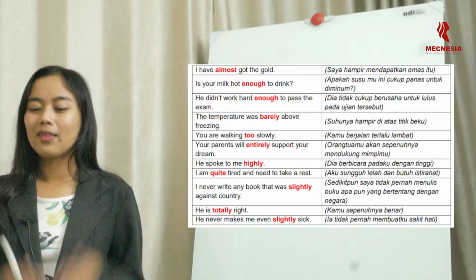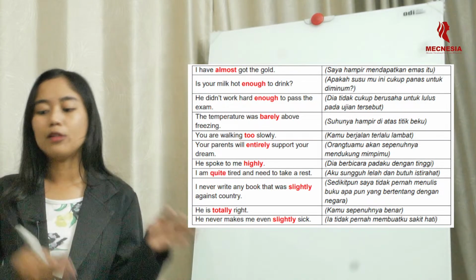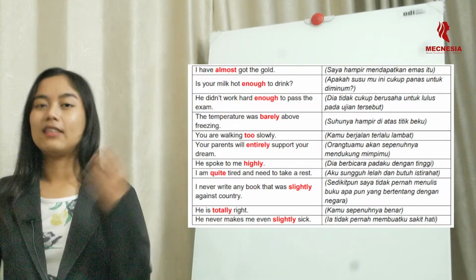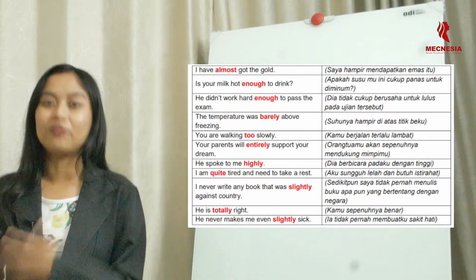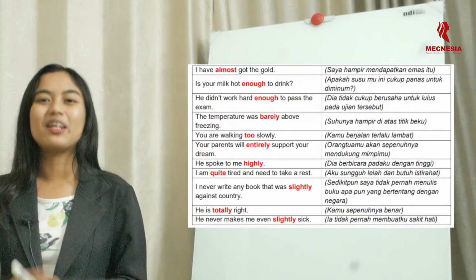Let's say it with me. I have almost got the gold. Aku hampir mendapatkan emasnya. So di sini, the word almost comes before the verb. Jadi kata keterangan tingkatnya yaitu almost muncul sebelum kata kerja got.